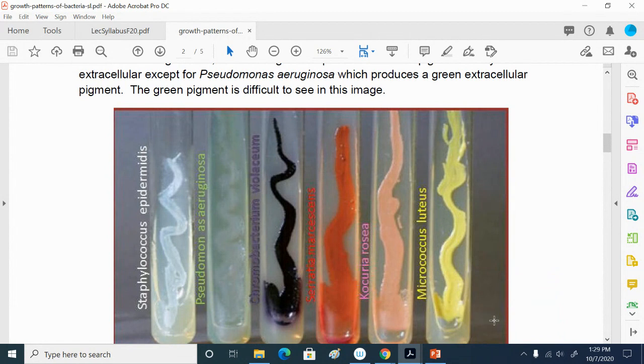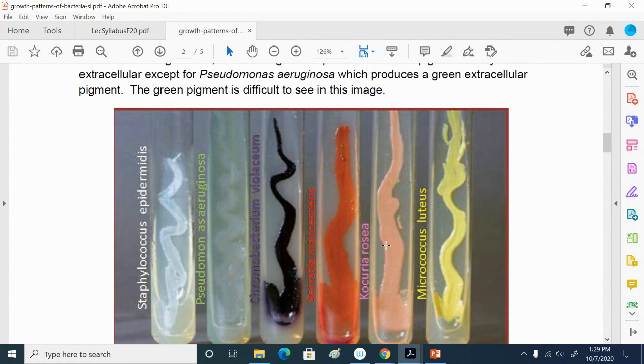Now the agar itself kind of has a slight yellow color to it, but that's just the color of the agar. You always want to look at the growth on the agar. So Micrococcus produces a definite yellow pigment that is intracellular.